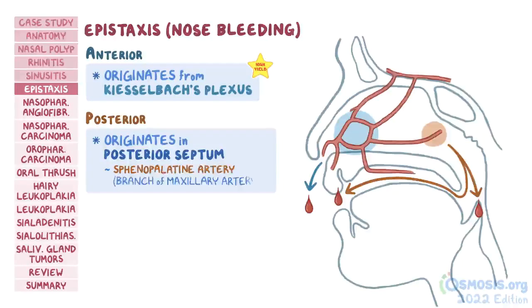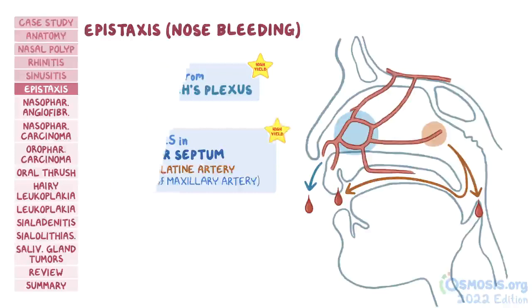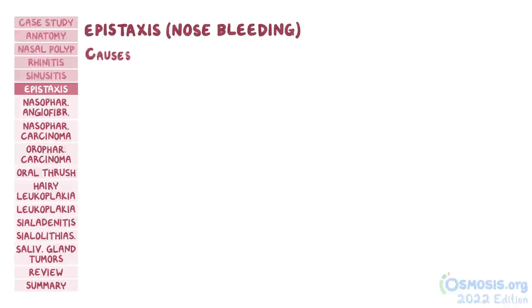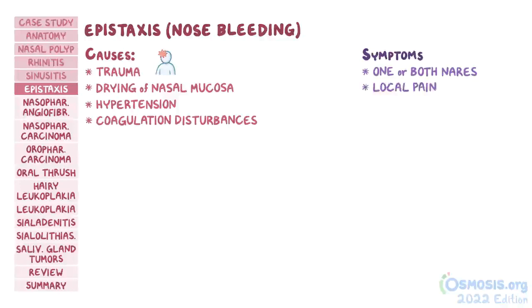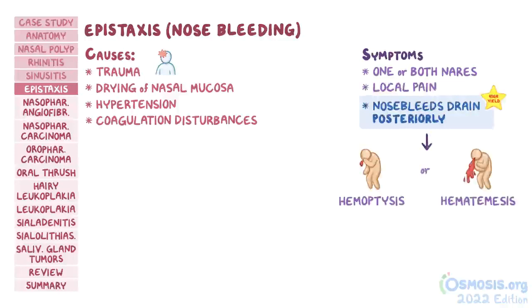the maxillary artery. It might help to remember the most common causes of nose bleeding: trauma and drying of the nasal mucosa, and rarely hypertension and coagulation disturbances. Regarding symptoms, bleeding can occur in one or both nares, individuals might have local pain, and in rare instances, nosebleeds may drain posteriorly to cause hemoptysis or hematemesis.